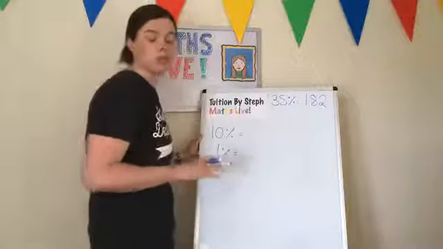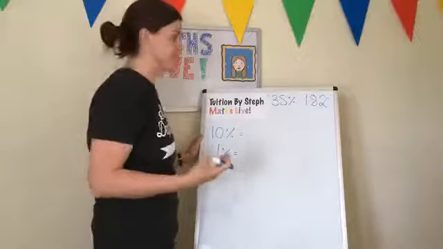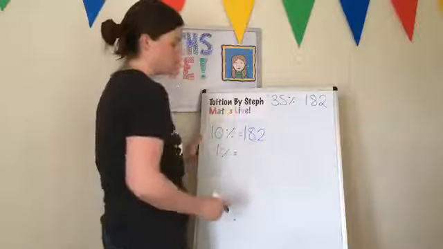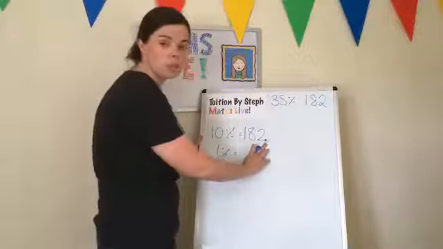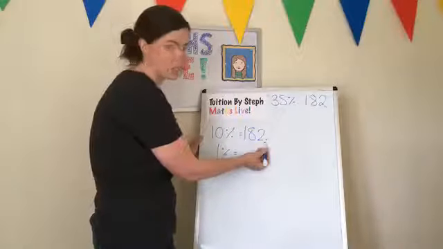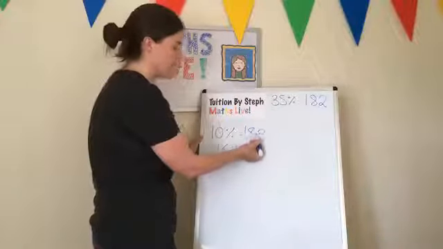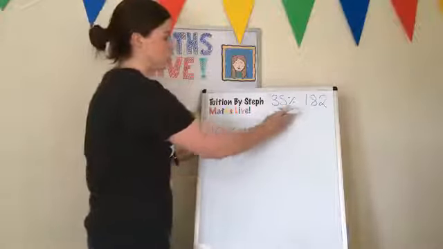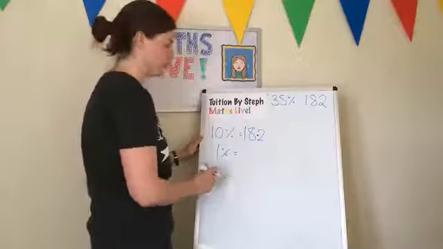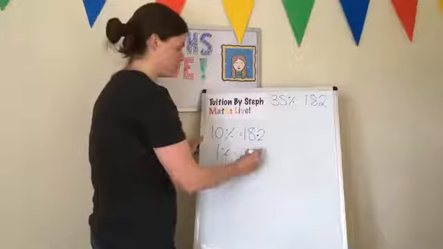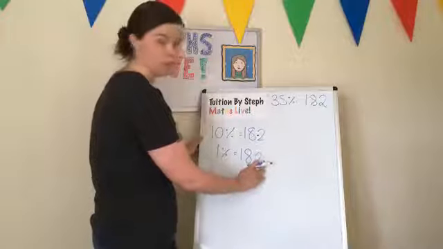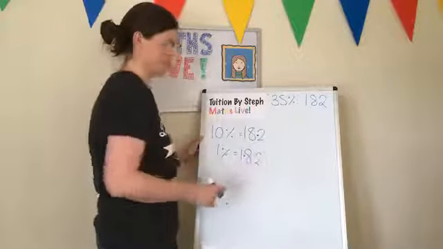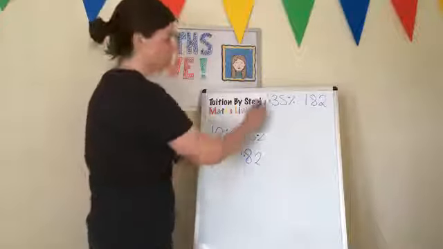To find 10%, you need to divide the number you're given by 10. So that's 182. So if we divide 182 by 10, in a whole number, the decimal point is always hidden to the right. If you divide it by 10, it jumps once to the left. So 10% of 182 is 18.2. When you're finding 1%, it jumps twice. It goes 1, 2. So 1% is 1.82.